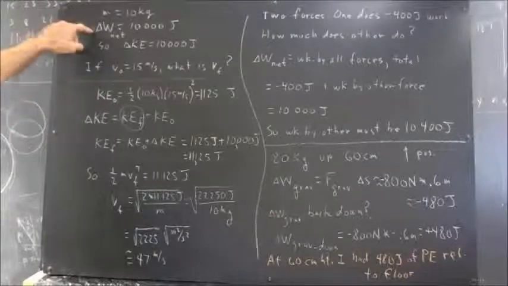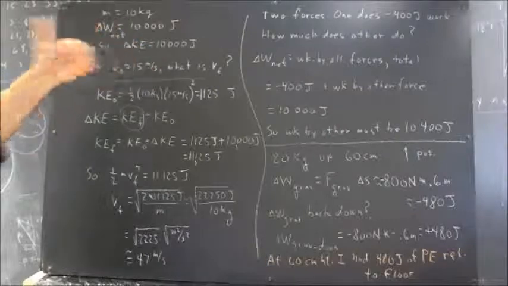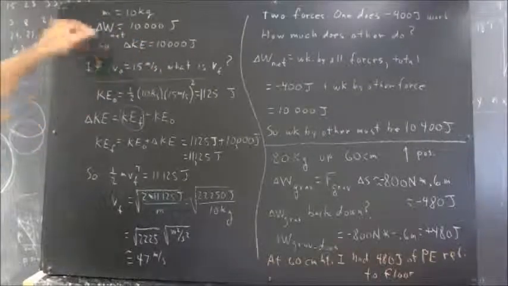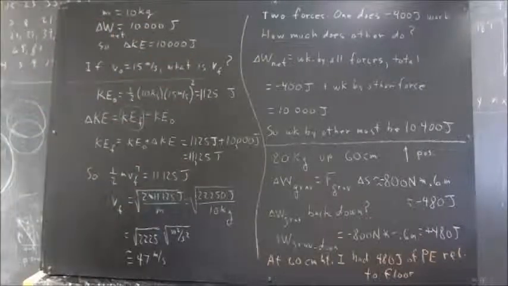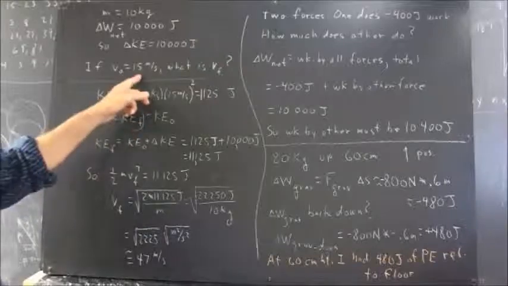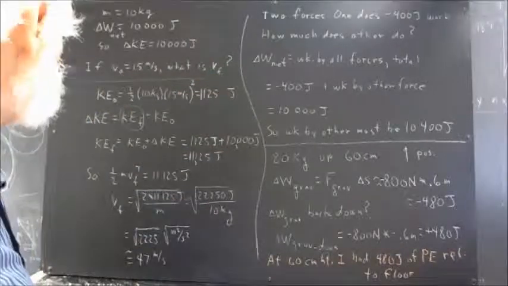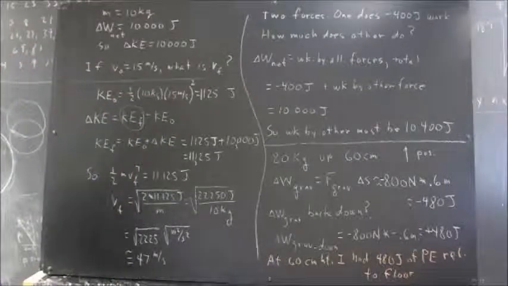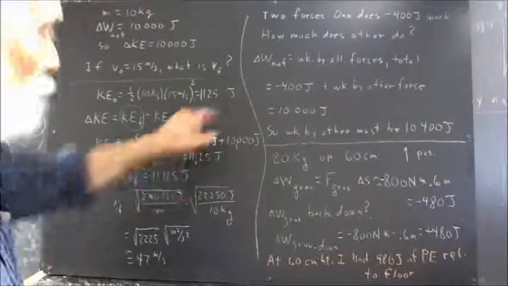Okay, so from the energy information, which we could have gotten from the given information of the mass, net force, and the displacement, we get the work done by the net force. That's the change in kinetic energy. Okay, now if our initial velocity is 15 meters per second, what then should be our final velocity? Well, a 10 kilogram mass at 15 meters per second has a kinetic energy of 1125 joules. We found that earlier.